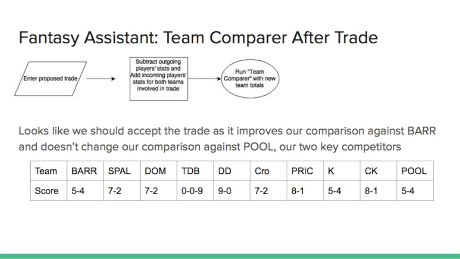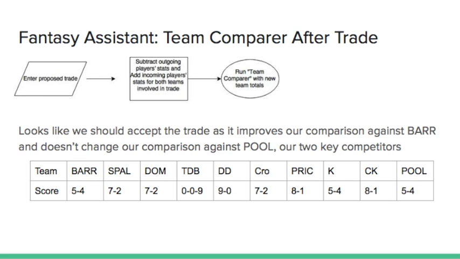Now, the next step in analyzing the trade is seeing, like Reed said, how these increases and decreases in certain stats are going to affect your team against the other teams, especially your key opponents. So the way the team compare works after a trade is very simple. First, you enter the proposed trade into the program, and then what it will do is it subtracts the outgoing player stats for my team and adds the incoming player stats to my team. And it does that for both teams, obviously. And then it simply runs the team compare, which we saw earlier, except now we'll have new totals.